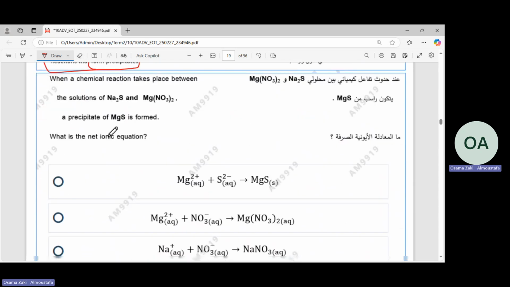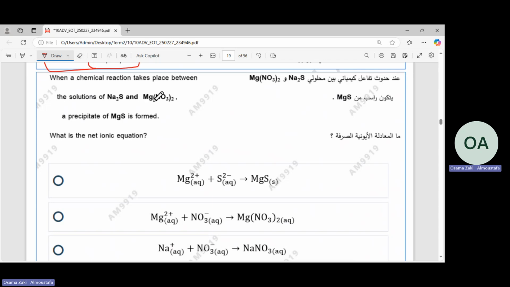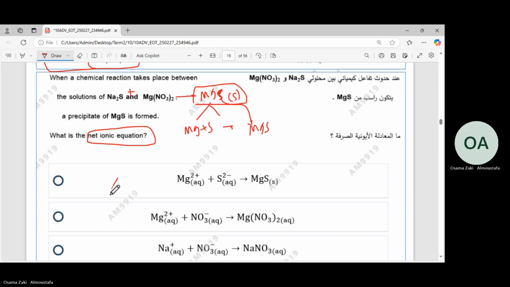When a chemical reaction takes place between Na2S and MgNO3, a precipitate of MgS is formed. What is the net ion equation? So this and this will react to produce MgS. MgS is a precipitate, and precipitate means solid. There's NaNO3 here in the products, but they said what is the net ion equation. So take this and break it down into Mg plus S to produce this, which is MgS. So this is the correct answer: Mg and S to produce MgS.